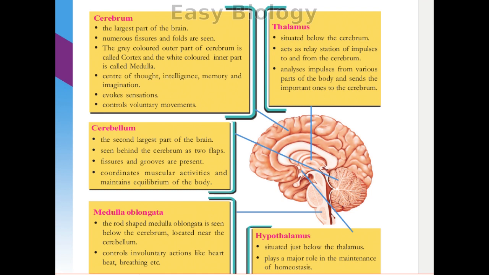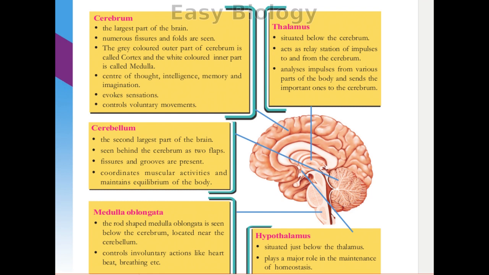Cerebrum is the largest part of the brain. The second largest part of the brain is cerebellum. And the important part of the brain is medulla oblongata. Now we can study the different positions of these different parts of the brain. Cerebrum is seen at the top of the brain. Just below the cerebrum is the thalamus. Cerebellum is seen behind the cerebrum as 2 flaps.